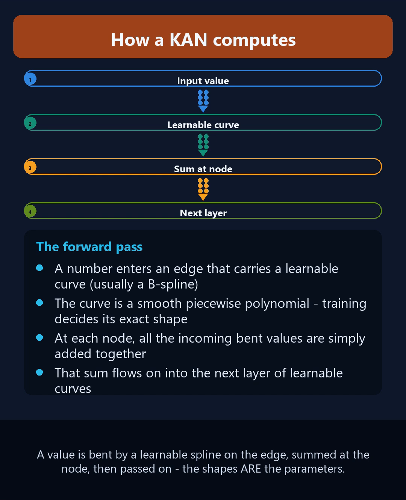Let's trace one value through a KAN. A number enters an edge. On that edge sits a learnable curve, usually built from B-splines, smooth piecewise polynomials that bend the value however training decides. At each node, all the incoming bent values are simply summed. That sum flows into the next layer of learnable curves. So the network learns the shapes of the functions themselves, not just flat multipliers.